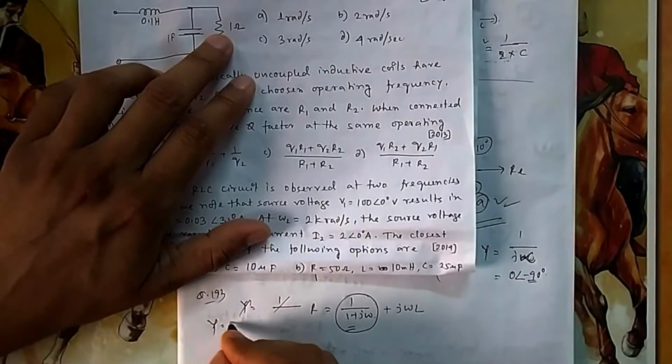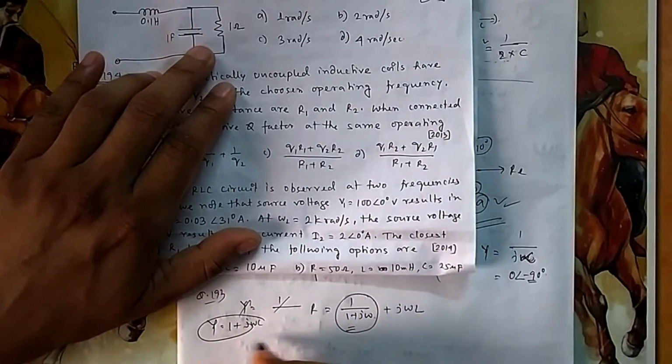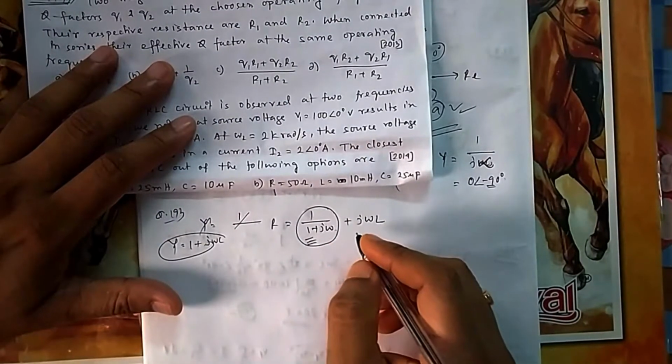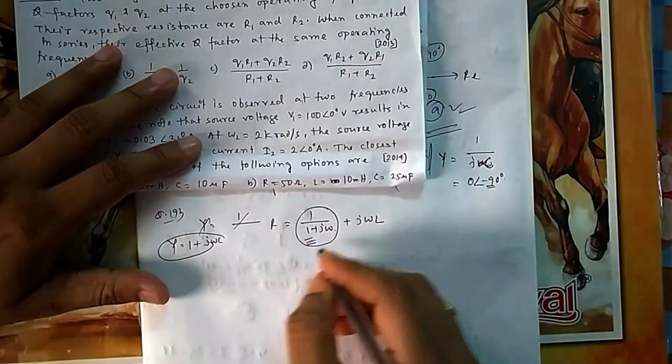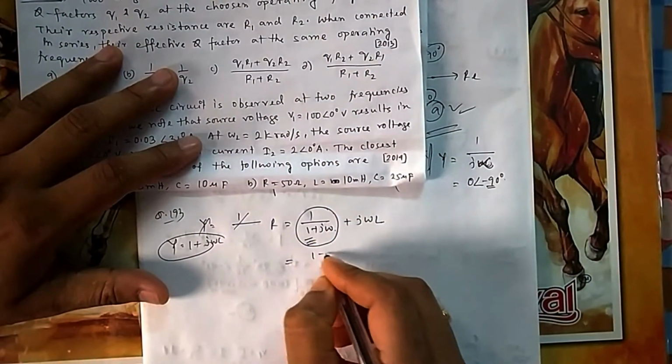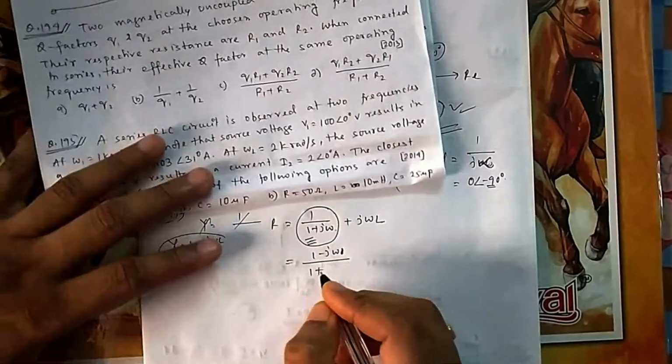So what will be Y? 1 plus inverse of this one, j omega C. So for this portion, what will be R, inverse of this one? So see, I have put in 1. So this is the value I got. Now if you want the resonant frequency, then you have to separate real and imaginary. So if I multiply numerator and denominator by 1 minus j omega, it will be of this fashion.